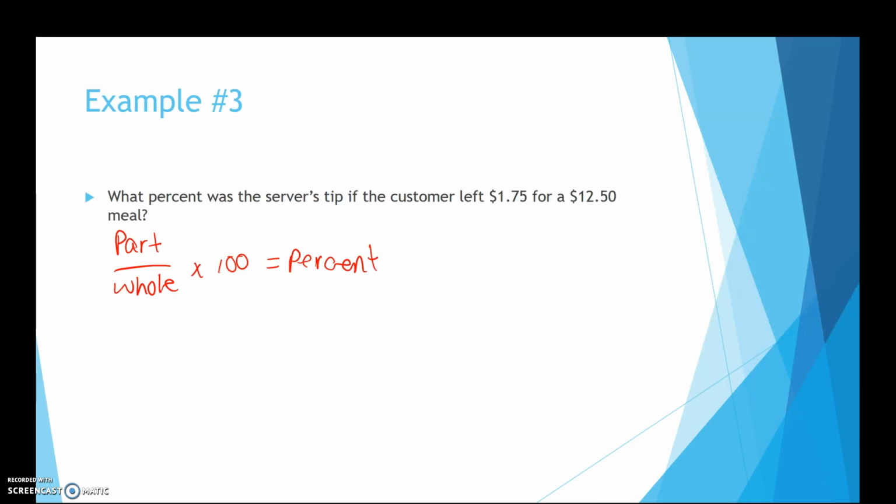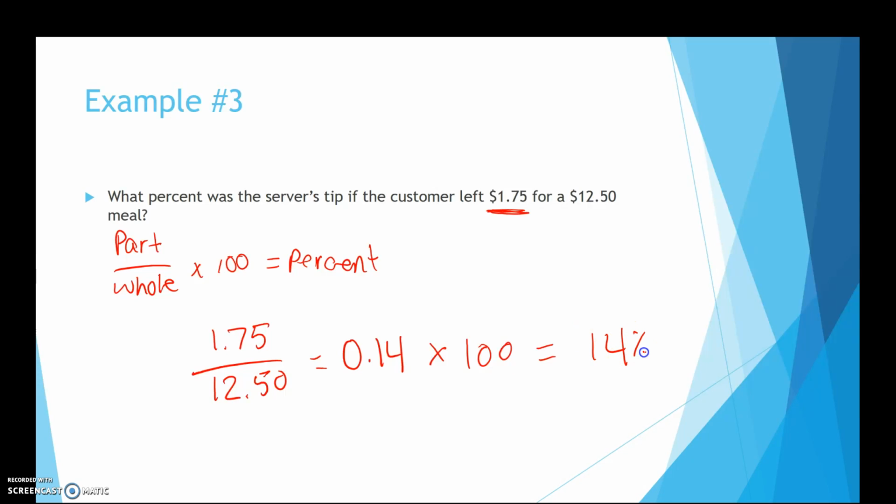Here it says, what percent was the server's tip if the customer left $1.75 for a $12.50 meal? So part out of the whole, my part is what was left, the $1.75, over the $12.50. When I divide that part over whole, I'm going to get a decimal of 0.14. If I take that and multiply by 100, that becomes 14. So it's going to be a 14% tip that we gave the server for this meal. And that will be my answer.